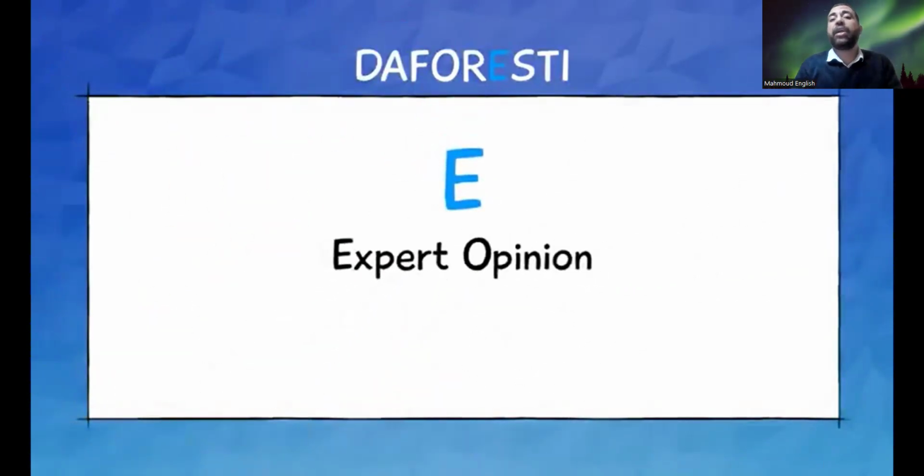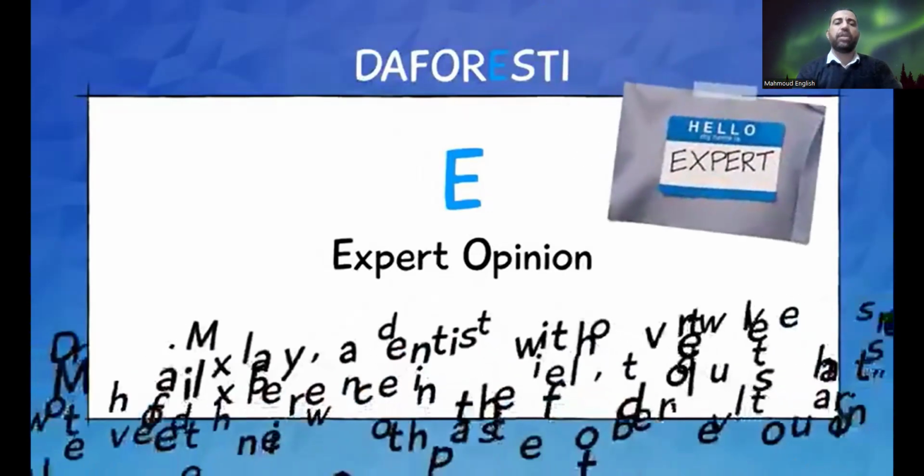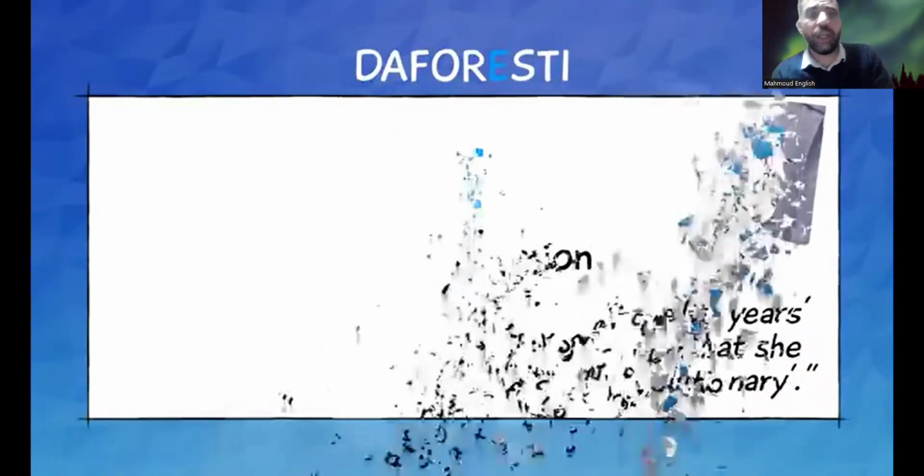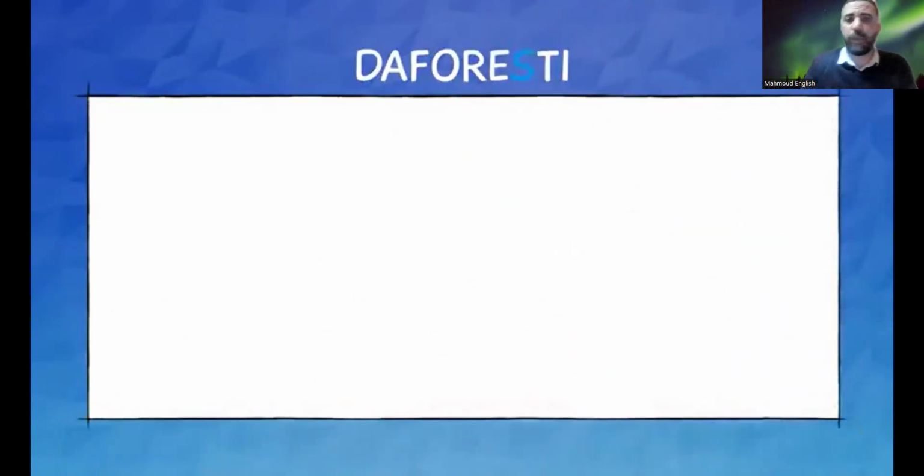the victim. And here E for expert opinion. We have opinion, this is my opinion, or we have expert opinion. So for example, when I say Dr. M., a dentist with over 12 years' worth of experience in this field, told us that she believed the new toothpaste to be revolutionary, and so on. So this is expert opinion.